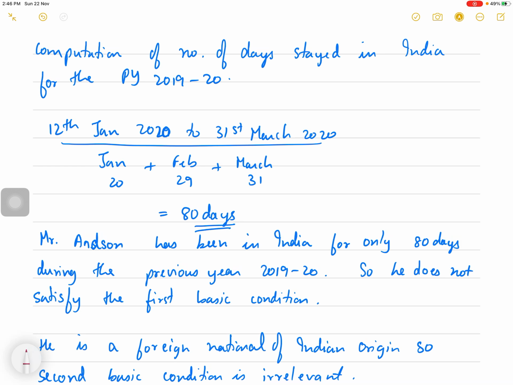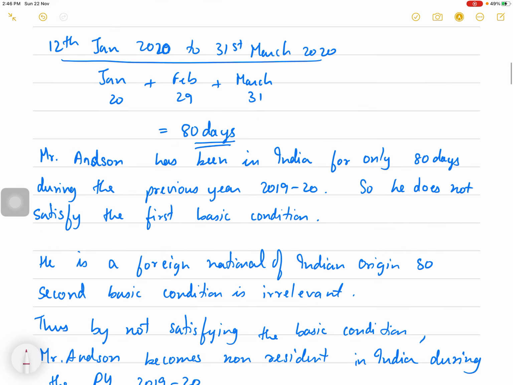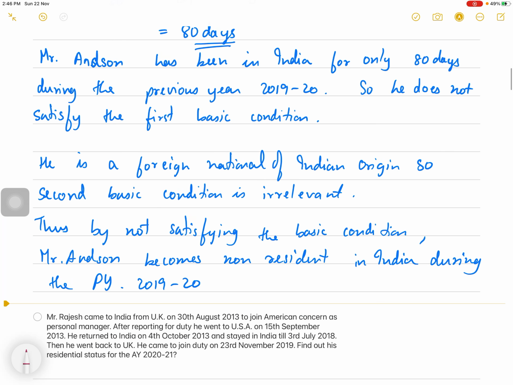Take down the answer. Computation of number of days stayed in India for the previous year 2019-20. So 12 January 2020 to 31st March 2020. So 80 days. Mr. Anson has been in India for only 80 days during the previous year 2019-20. So he does not satisfy the first basic condition. He is a foreign national of Indian origin. So second basic condition is irrelevant. Thus, by not satisfying the basic condition, Mr. Anson becomes non-resident in India during the previous year 2019-20.